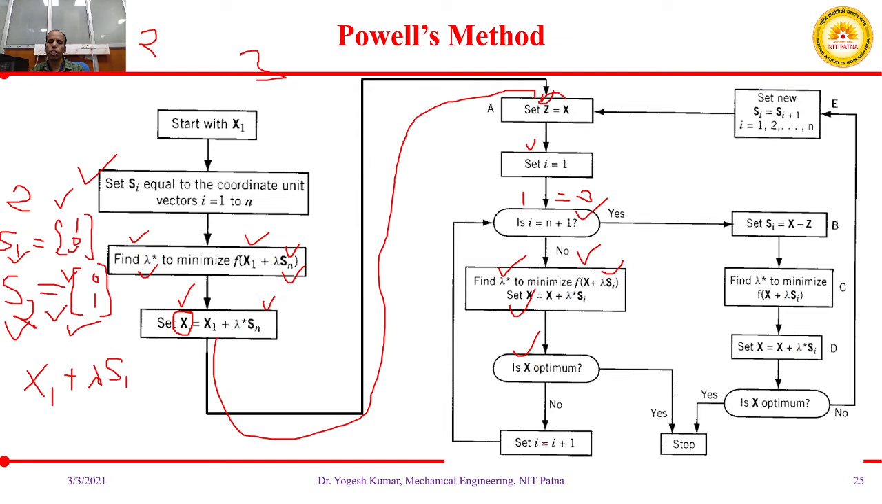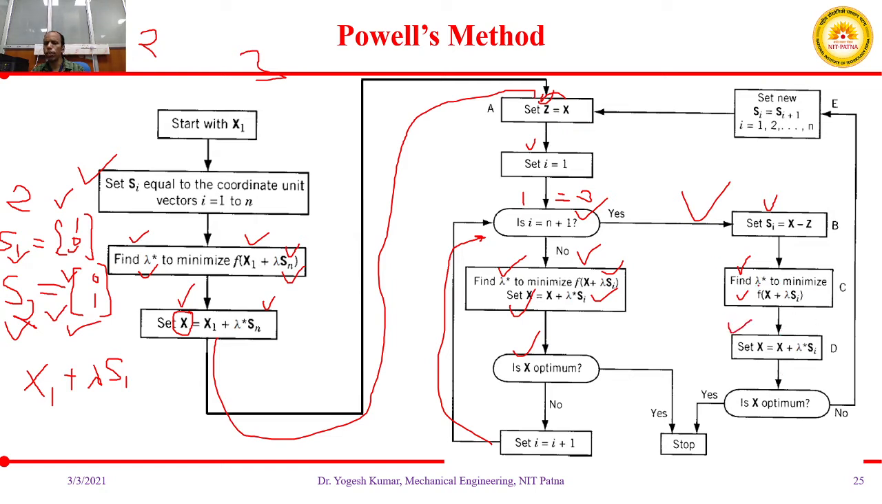If it is not optimum, then we will again reiterate the same process. Suppose we reach a point when i is equal to n plus 1, then we will follow this set of rules. You will set Si equal to x minus p. Again you will find lambda to minimize x plus lambda Si. So these are the two new steps which you may find new as compared to your previous methods: how we have to find lambda, and how we have to decide Si.